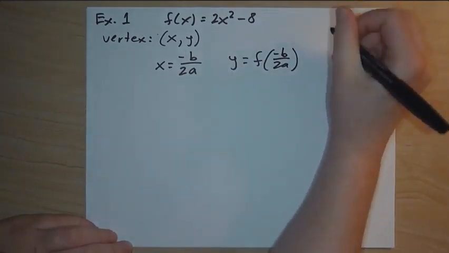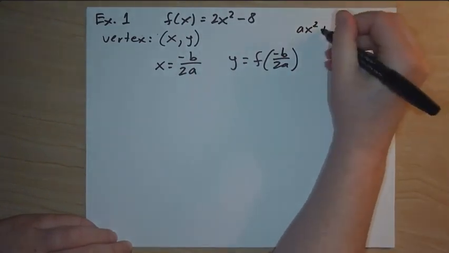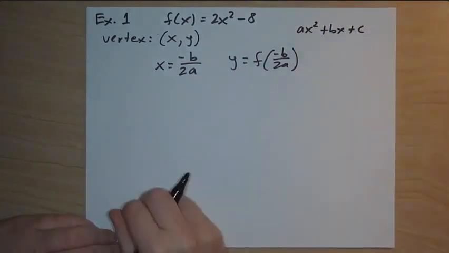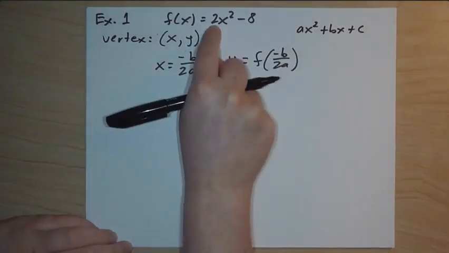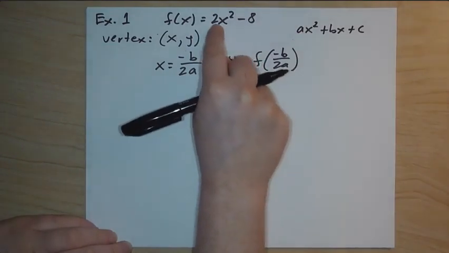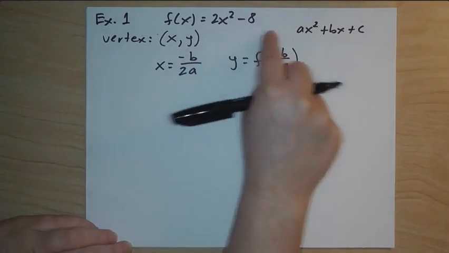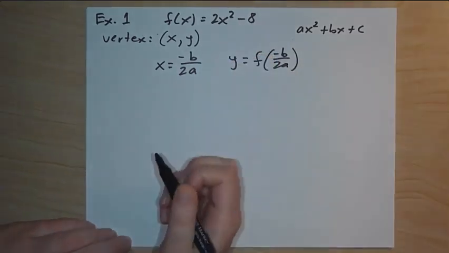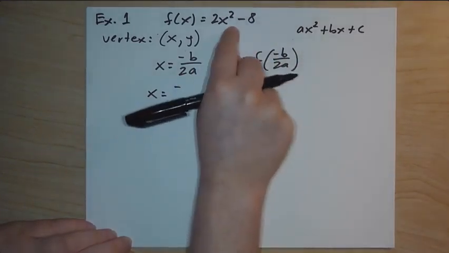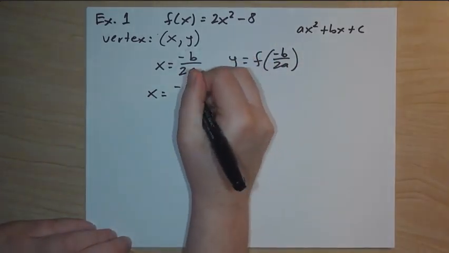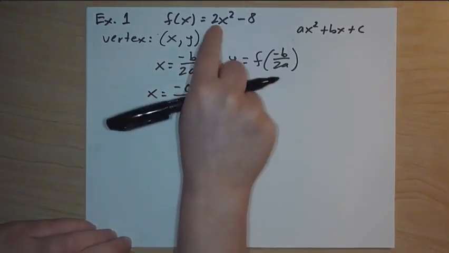This b and a comes from the standard form of a polynomial, where we have ax squared plus bx plus c. So if we compare this to our function here, we see that our a is 2 and our b is 0. There's nothing that has a single x. And our c is negative 8. So our x is going to be negative of our b, which is 0, so negative 0, essentially, divided by 2 times our a, which is 2.